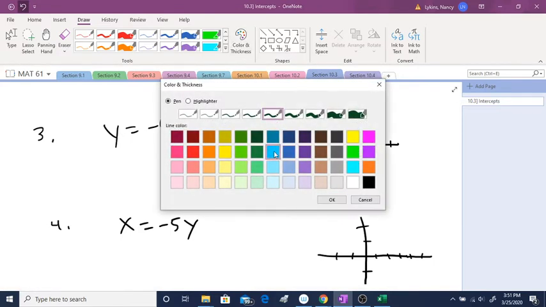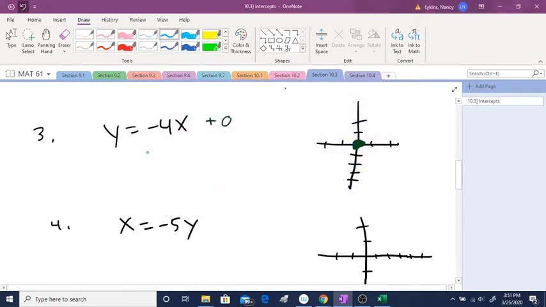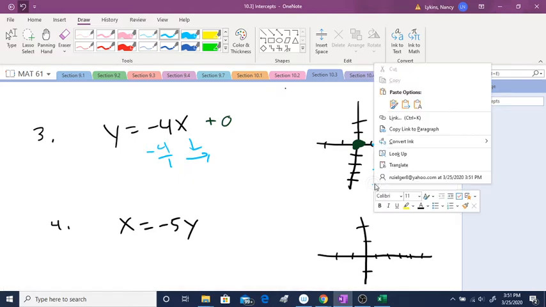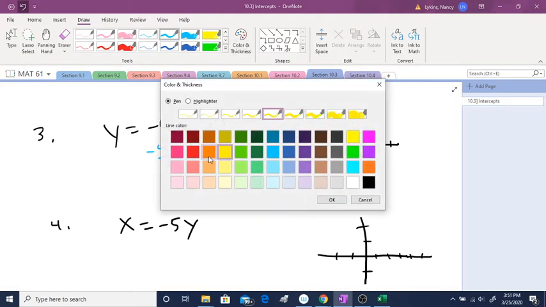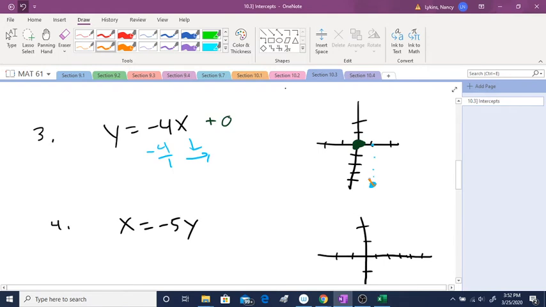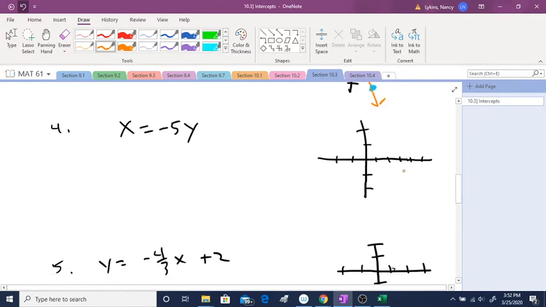This negative 4 means I'm going to go over 1, down 4 from the 0. Over 1, 2, 3, 4. This is what my first line looks like. Now, number 4, on the other hand, is a different type of problem, but let's just think about this for a second.